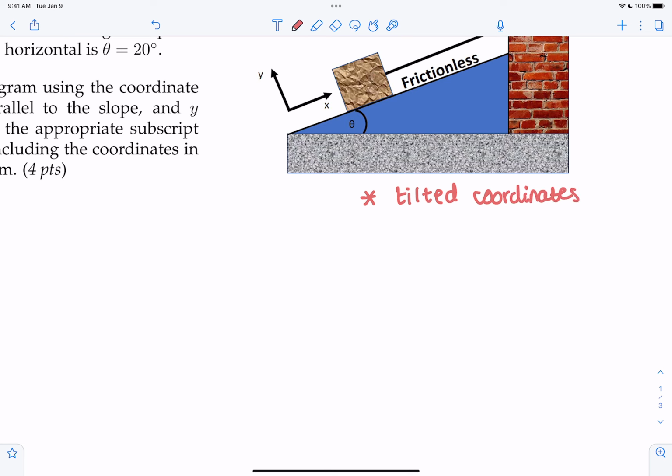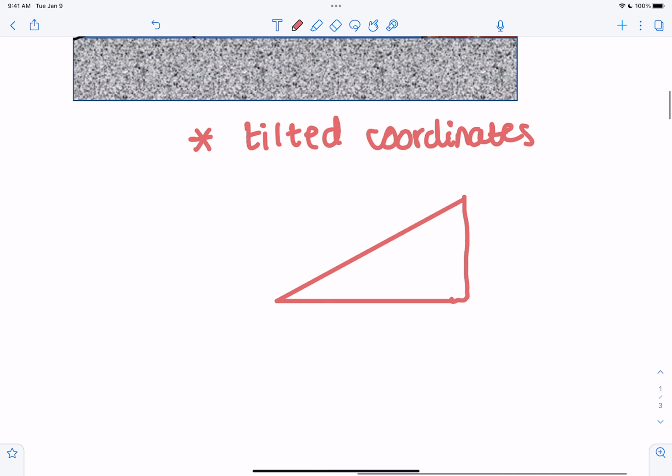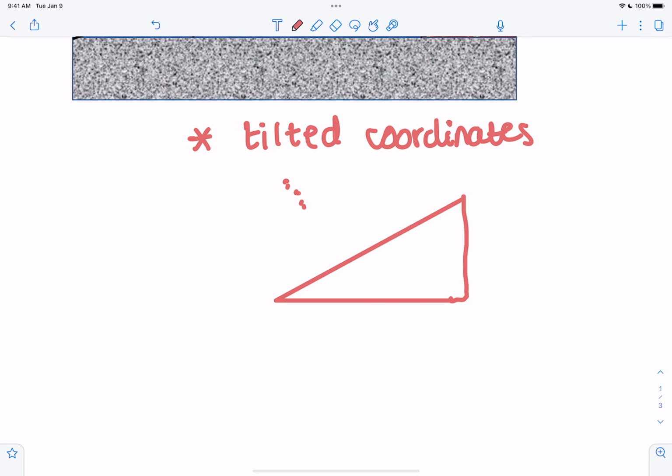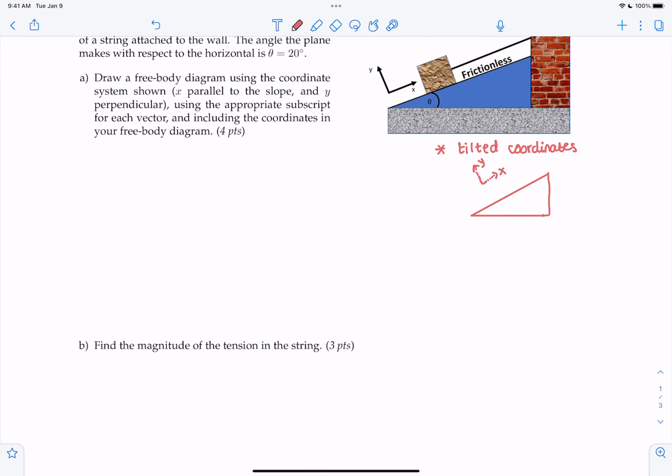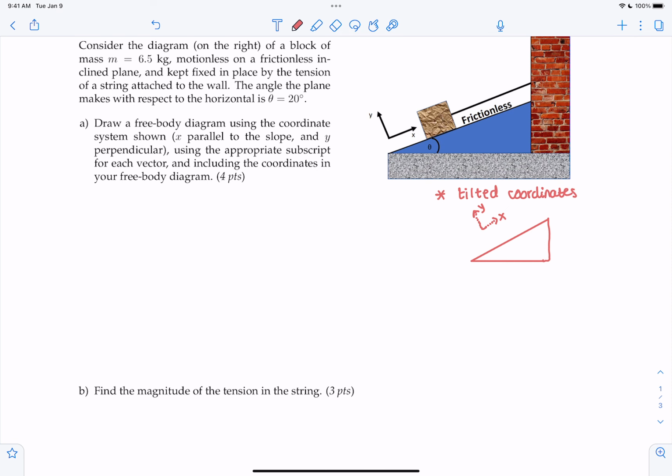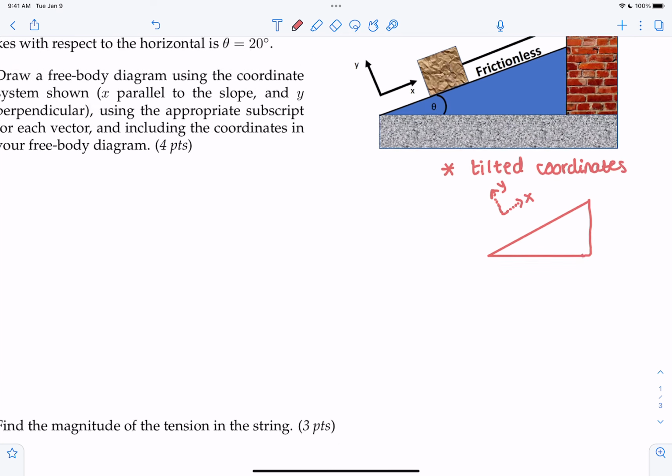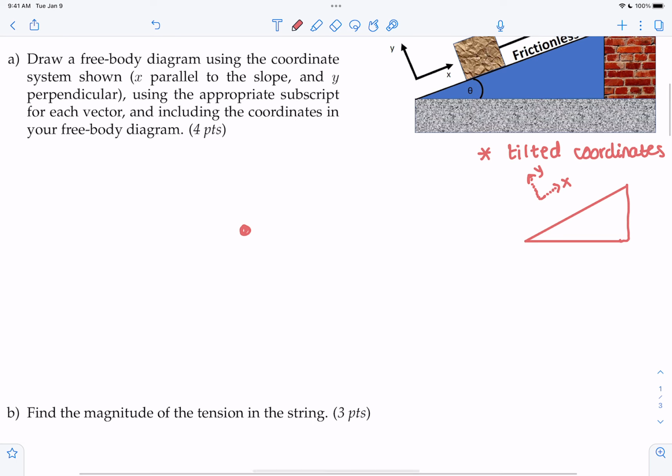So tilted coordinates, so we can say like, I'm going to draw a little triangle or something to kind of show that. And then say, okay, we have, oops, that is horrible. This is our tilted y. This is our tilted x. You can say that, and that's how you would indicate what type of coordinate system you're using. And so now we can move on to the free body diagram, right?